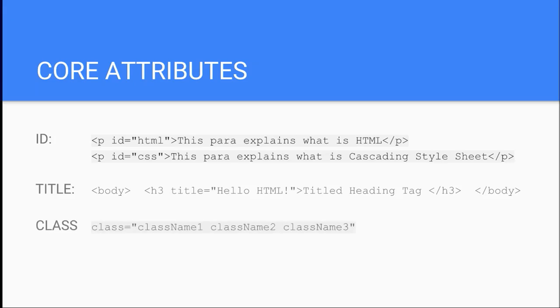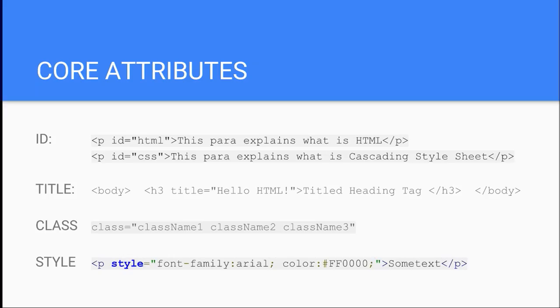And the next core attribute is class. Class is almost similar to the ID, and we are going to deal with classes in CSS. Currently, we will not discuss this. We'll talk about this topic in CSS. And the next one is style. Style is also from CSS, but I'm going to execute this one because it's a simple code to show the difference, how this core attribute called style is going to work. Let us see.